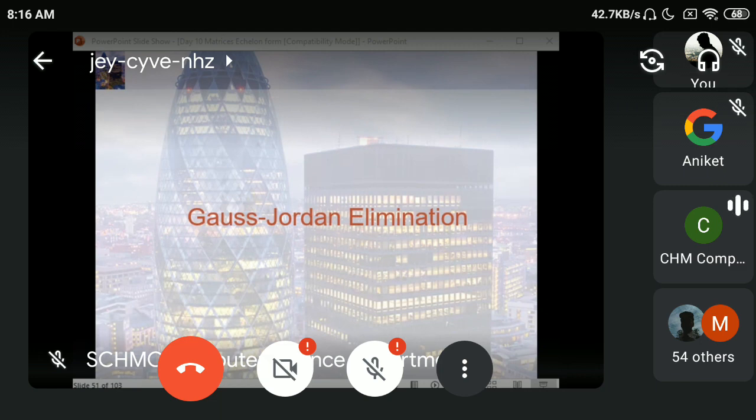We are continuing our work of solving the system of linear equations.